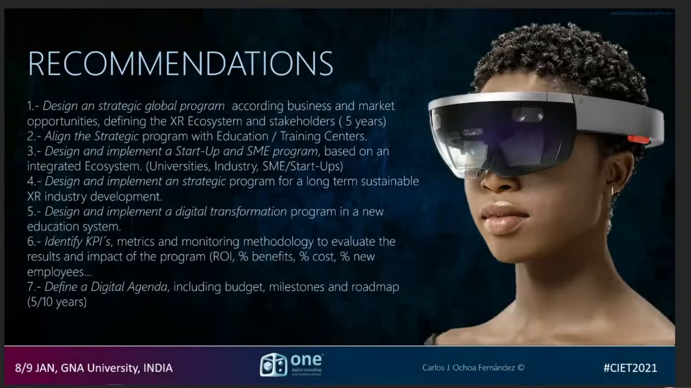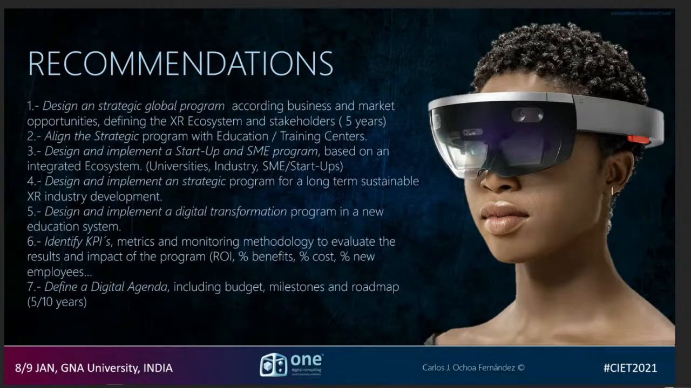And I think based on that, we can say that first of all, we need to design a strategic global program. This is not to buy some VR glasses and look for some free apps and put it on the face of the students and just play the game. This is not serious, believe me. We need to align the strategic program with education and training centers. We need to design and implement a startup program based on integrated ecosystems, where we have to integrate SMEs, universities, and the industry. Design and implement a strategic program for a long-term sustainable industry development.